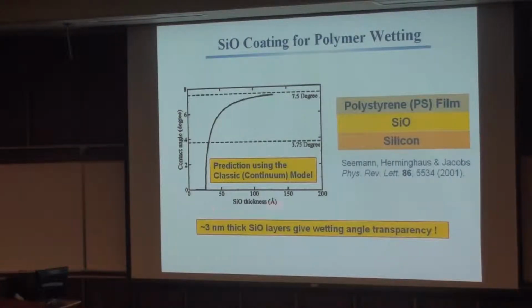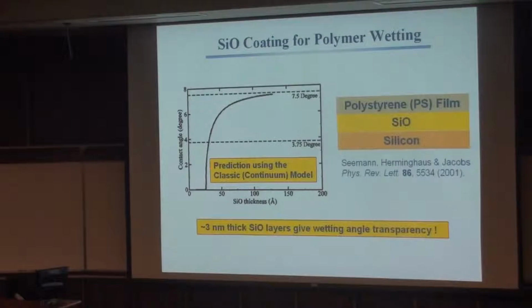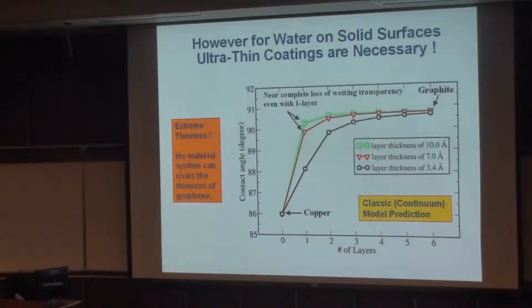And here the SiO layer can be pretty thick. It can be about 5 nanometers thick. So the point is, do you really need to go to the extreme thinness of graphene? Well, it turns out that for water, you need to. Polymers like PS are long molecules, and they have a long range of interaction, so the van der Waals range is much greater. Water has a very small van der Waals range, and with water, you certainly need to be ultra thin.